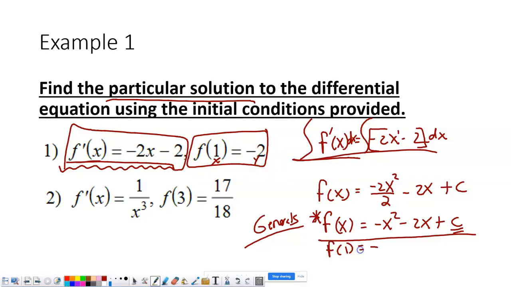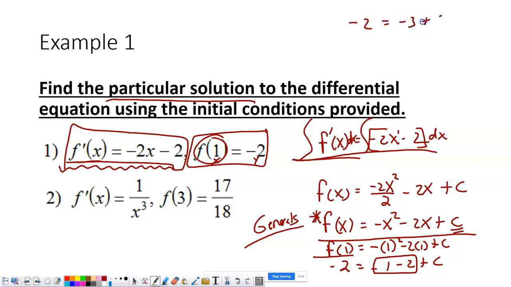F of 1 is equal to negative 1 squared minus 2 times 1 plus c. F of 1, right, equals negative 2, so I can just replace that whole thing with negative 2 now. And let's simplify the right side. We end up with negative 1 minus 2 plus c. Running out of space here. So if I put these two together, I'm going to end up with negative 2 on the right and the left of me equals negative 3 plus c. Add the 3 on both sides. I've got my c value is 1.